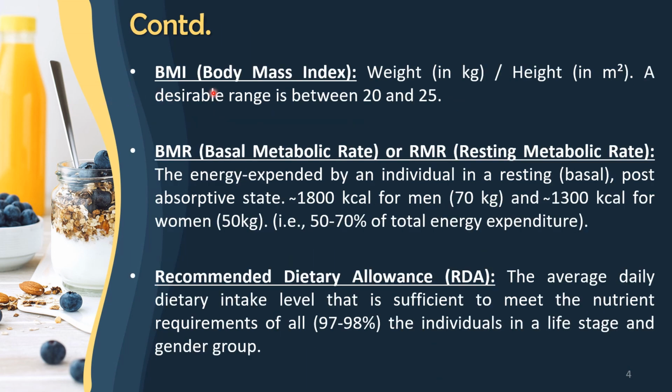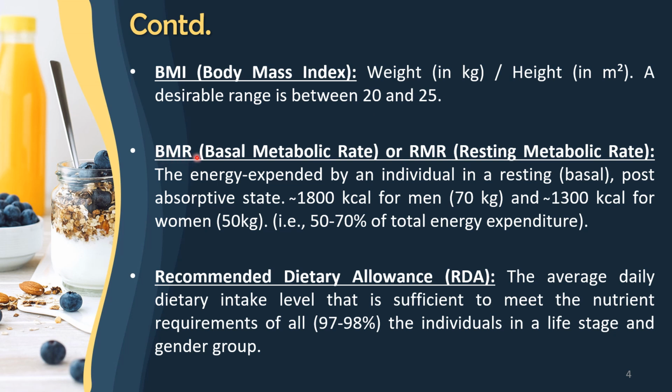BMI, body mass index. It is the indirect measure of body fat. Directly we cannot measure the body fat, but indirectly this index, body mass index, is the measure of body fat. When weight is taken in kilogram and height in meter square, the ratio is called body mass index. The desirable range is between 20 and 25. Above 25 up to 30, it is labeled as overweight. Normal weight people have the BMI between 20 and 25.